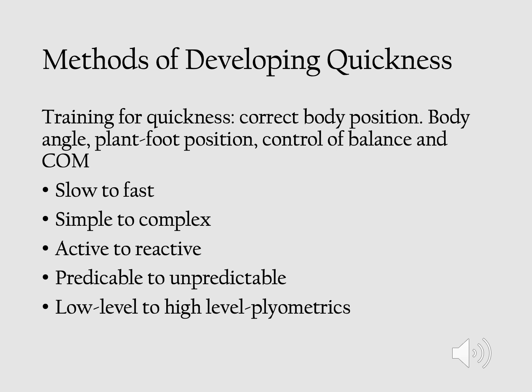When training for quickness, keep in mind that the movements athletes perform when doing drills should always progress from slow to fast, simple to complex, active to reactive, predictable to unpredictable, and low level to high level plyometrics.